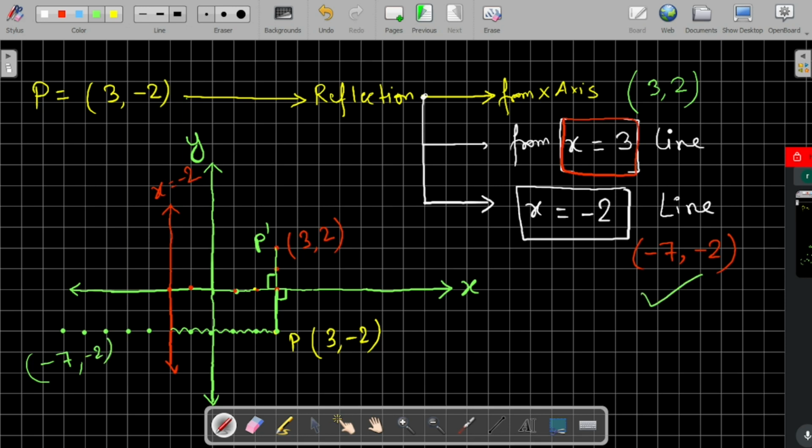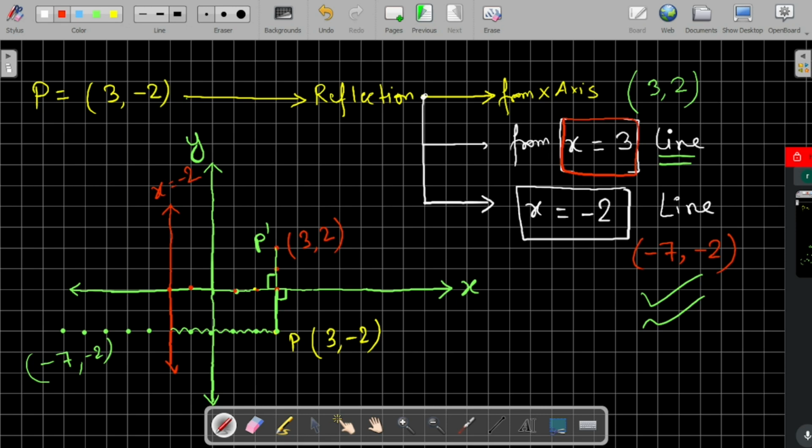That's correct. So on the same logic, can you tell me the reflection from this x equals 3 line? With the same logic, can we draw? Yeah. So there would be no reflection.